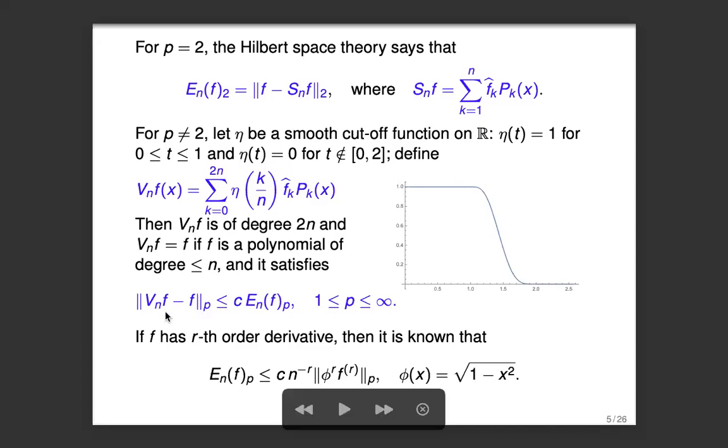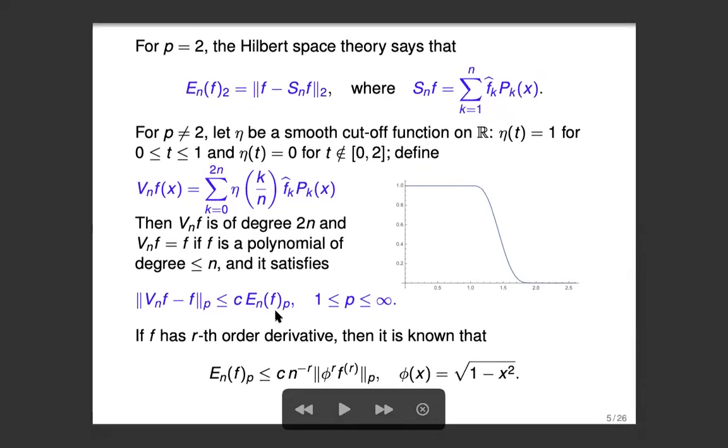Importantly, you can prove this always holds: the norm of f minus V_n f is less than a constant times the best approximation by polynomials. We call it a near-best approximation. So at the price of a constant c, you essentially recover the best approximation for all p.